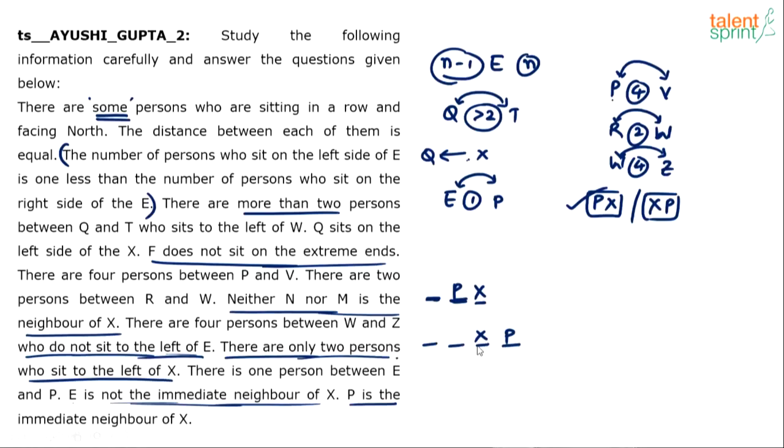Now that P has come on the arrangement, can we also use E? Because we know something about P and E. What do we know? There is only one person between P and E.